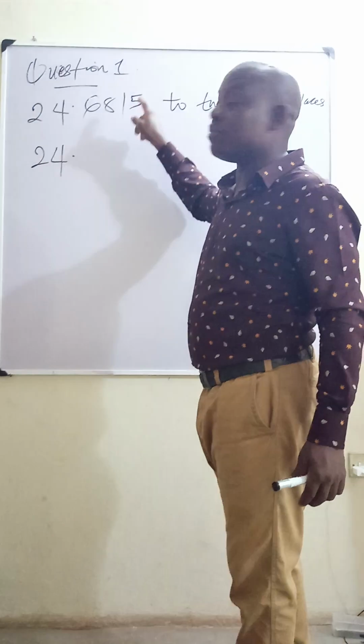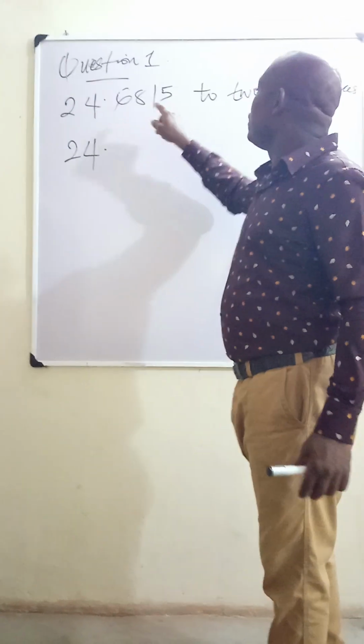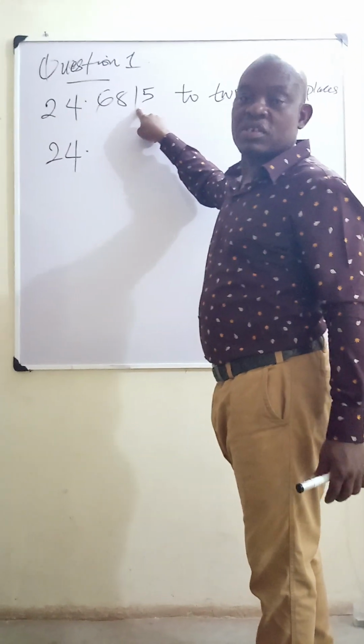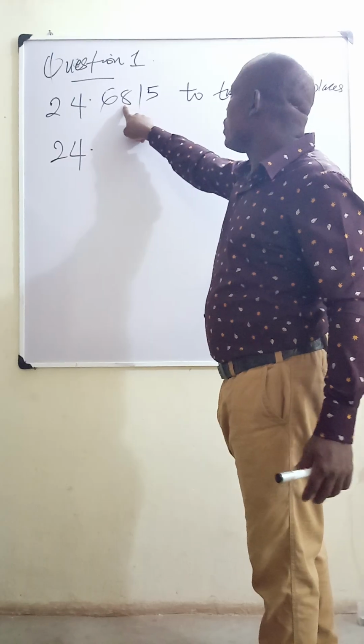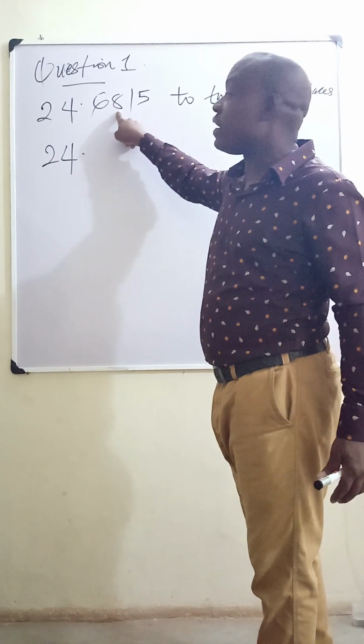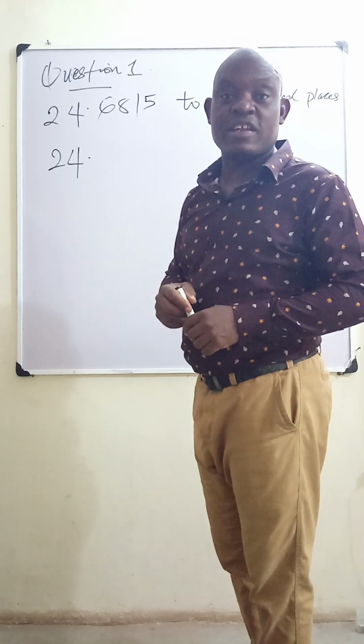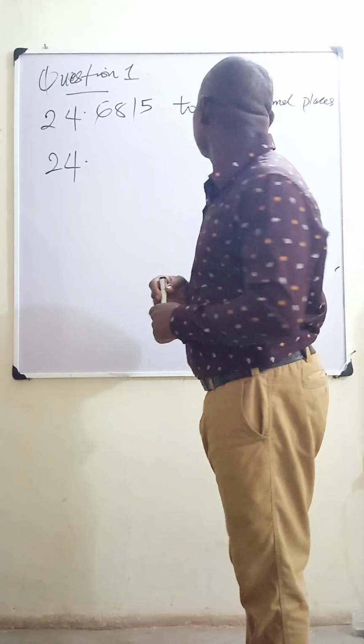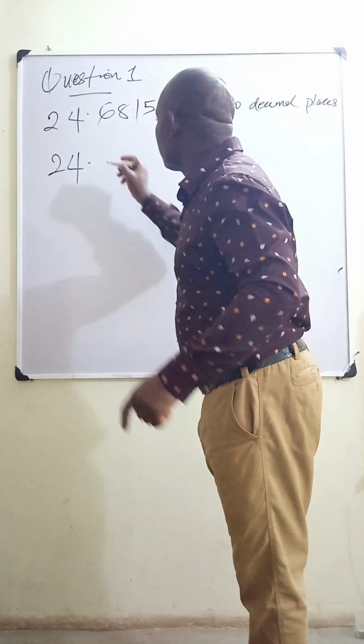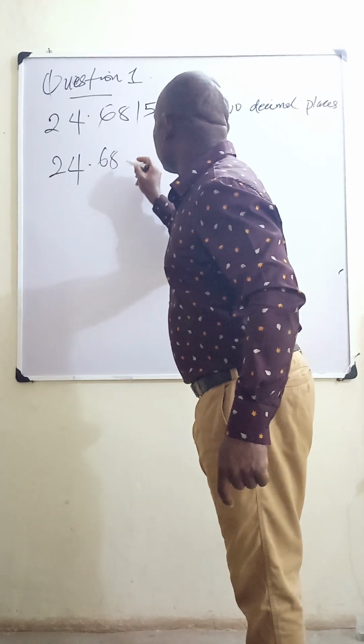If it's 6, the same thing. But if it is 4, we discard it, because it is insignificant. Come to this one: 8 is more than 5, and 6 is more than 5. Because we are interested in writing the number to 2 decimal places, it becomes 68, and that is the answer.